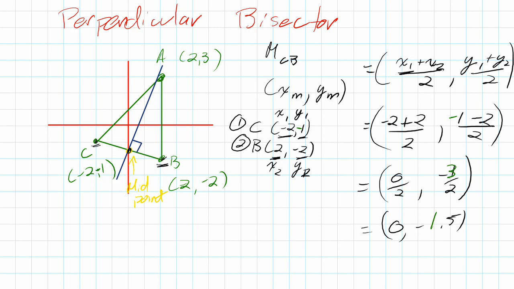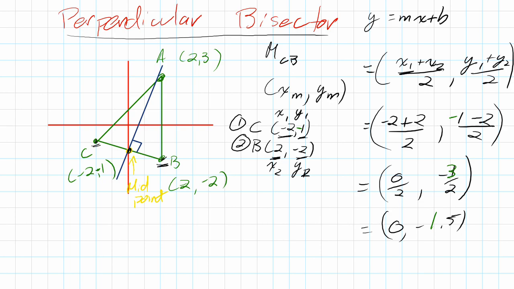That's key. The reason it's key that we have a midpoint is we now have a point on this line, this perpendicular bisector, okay? So we have a point on the line. So a perpendicular bisector is essentially finding an equation of some line. So y equals mx plus b.